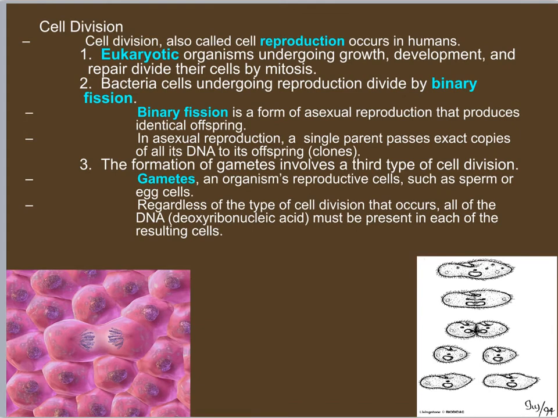So cell division is another word for cell reproduction. And of course this does happen in humans, but it also happens in other things too. Eukaryotic organisms, so that's not just humans, that's also going to be plants and protists and fungi. Eukaryotic organisms are going to grow, develop, and repair through mitosis.